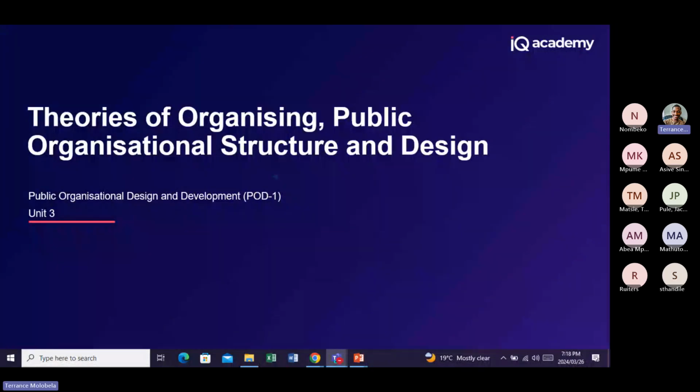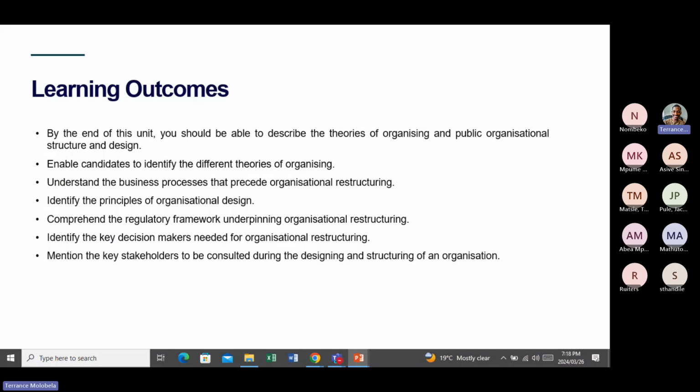Any unit that we deal with has to have a learning outcome. What is it that you must understand, or let me say, what is it that you must know after this unit? There are a few things that you must have learned. The first point says, by the end of this unit, students should be able to describe the theories of organizing and public organizational structure and design.